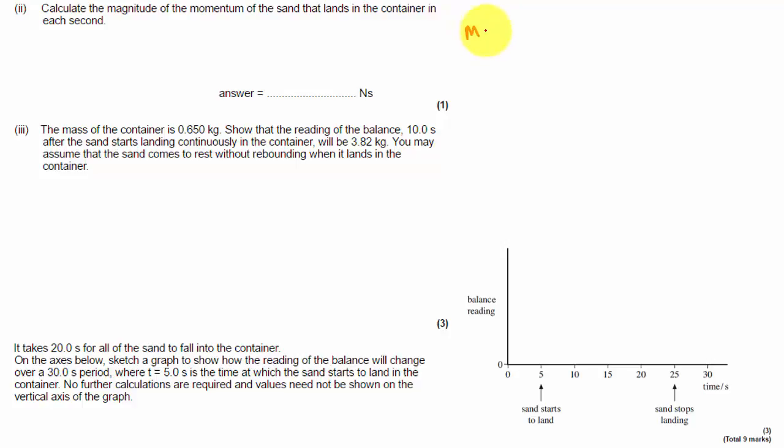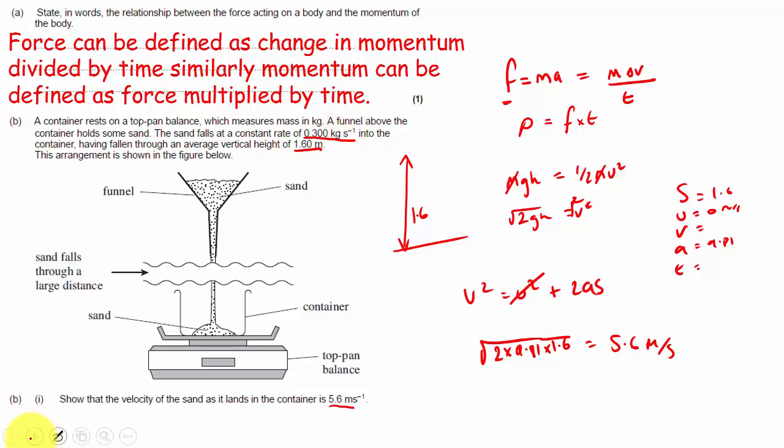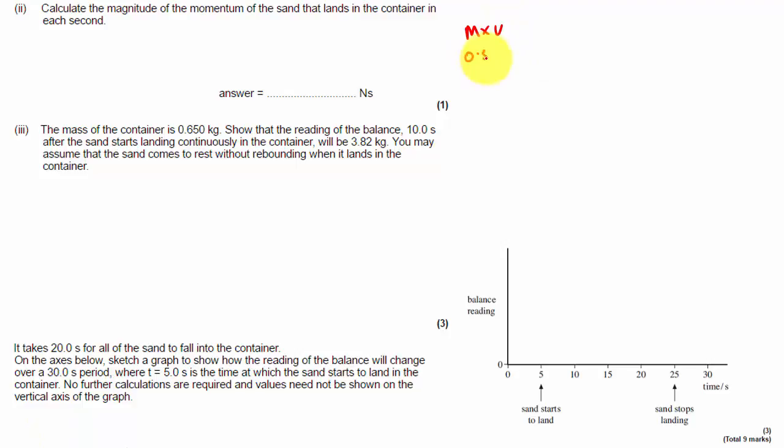I want momentum. So momentum is mass times velocity. The mass landing per second from the previous part of the question is 0.300 kilograms, times the velocity, which is 5.6. Calculating that gets me 1.68. And the unit has been given to us. Note that the unit could also have been kilogram meters per second or newton seconds. They both mean the same thing.